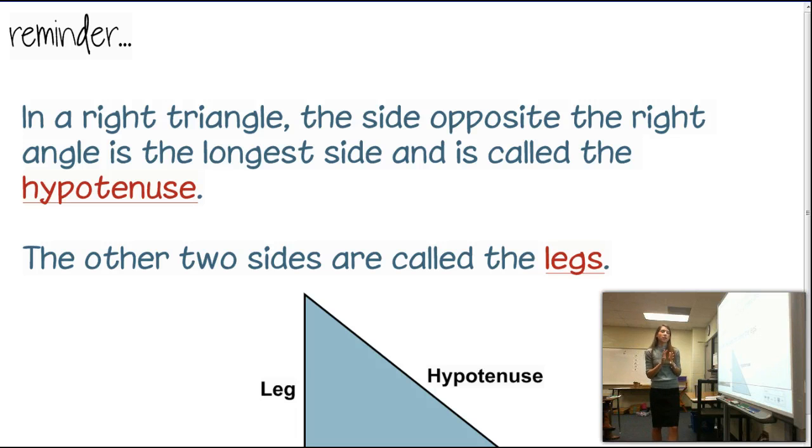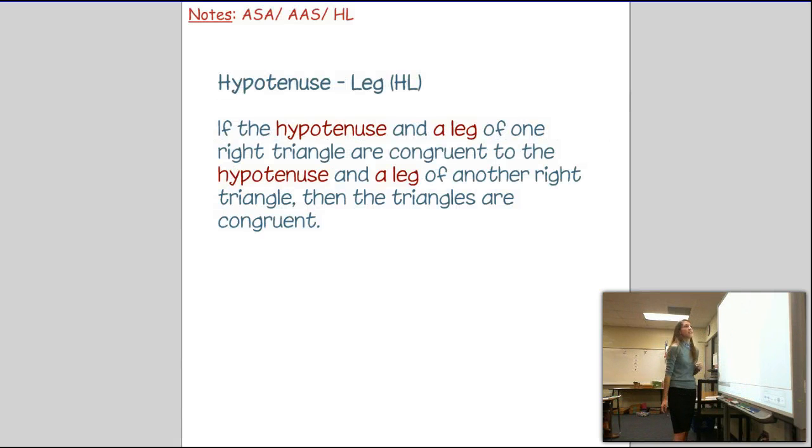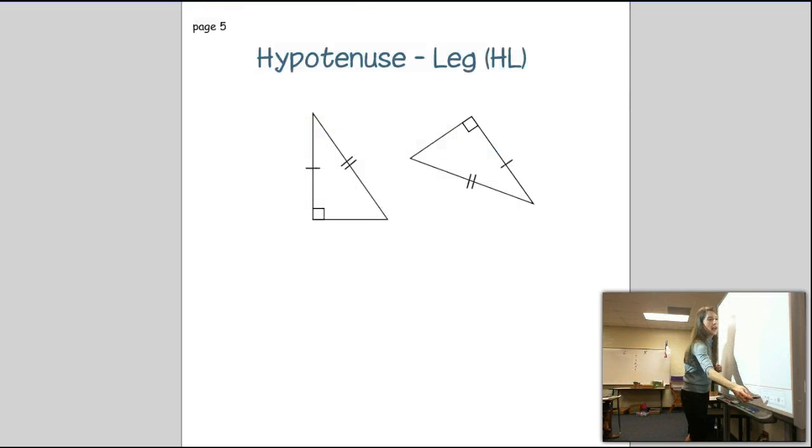This is a reminder. You're not writing this in your book. I'm just reminding you. When we've got a right triangle, each side has a name. What's the name of the side that is across from the box? Hypotenuse. Always called the hypotenuse, the one across from the box. The other two sides are called the legs. Okay, that's just a reminder. This last postulate that we're using is called HL. It only works on right triangles.